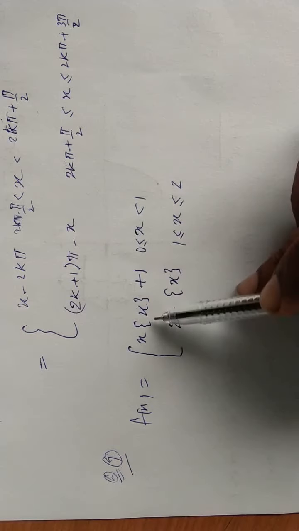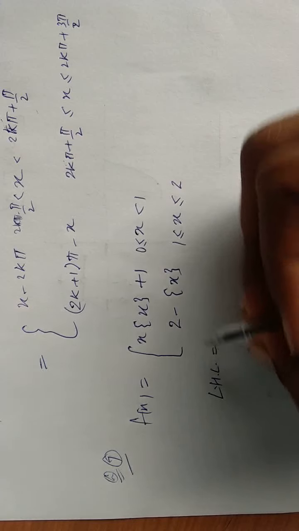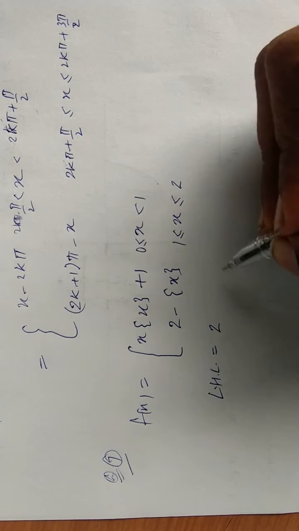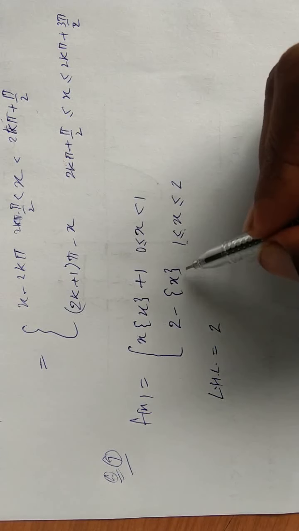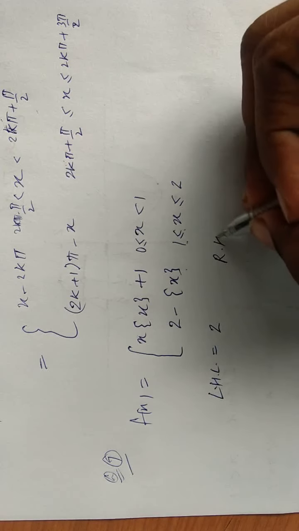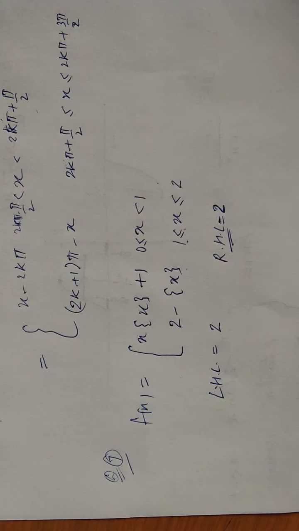from the negative side the fractional part of x would tend to 1. Okay. So LHL would be equal to 2. And when x tends to 1 from the positive side, its fractional part will tend to 0 and RHL would tend to 2. Okay. So since LHL and RHL are equal, the function is continuous at x is equal to 1. So similarly we can check at x is equal to 2 as well.